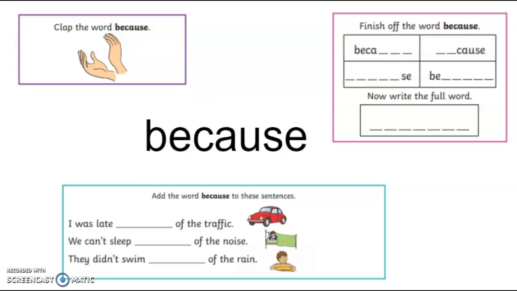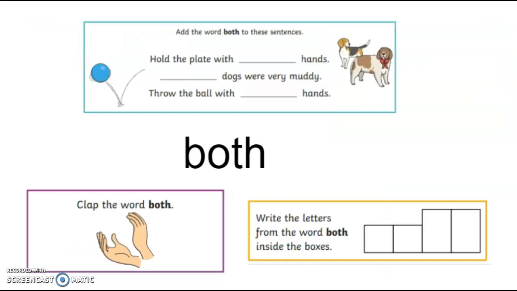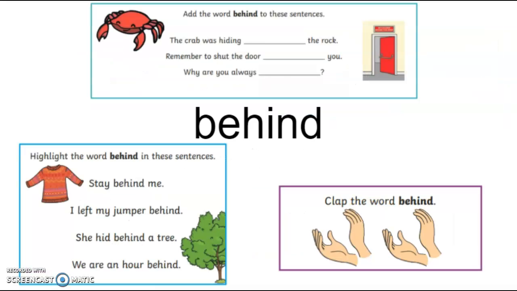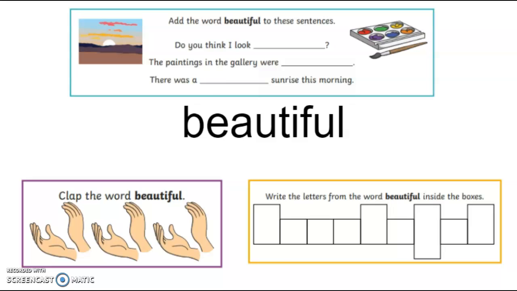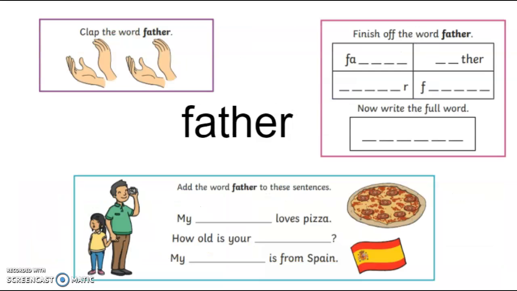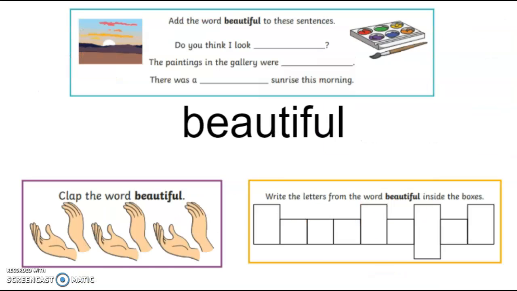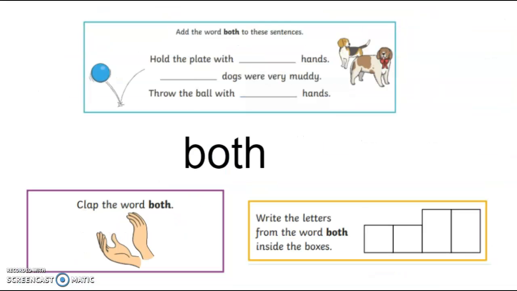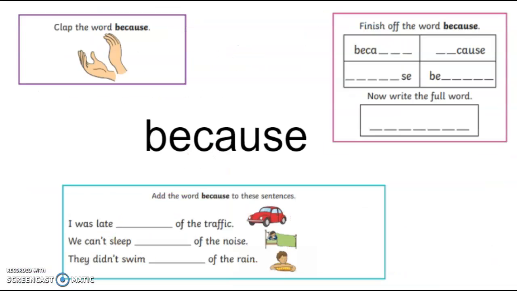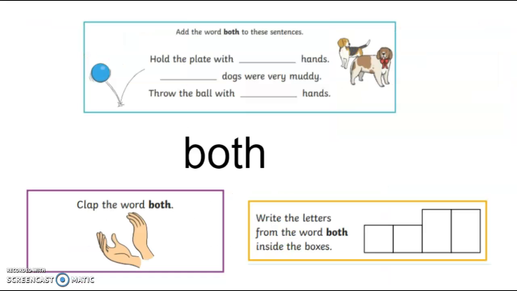You can choose the activities that you want to do. There are some for each of the words today. So we had because, we've got both, behind, and beautiful, and finally father. So have a look at the different activities, have a go at some of those, either saying them out loud, writing them in your book. It's really good to practice writing them so that you can remember how to spell them.